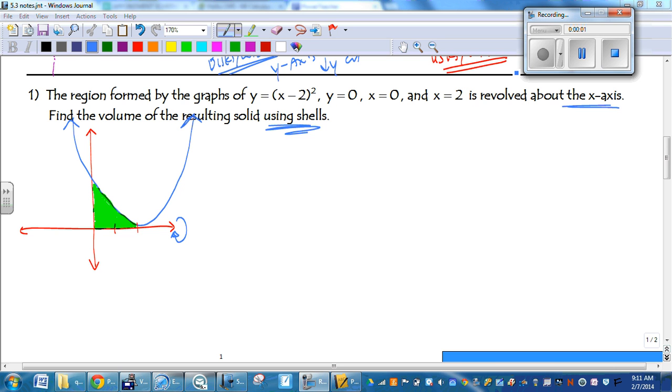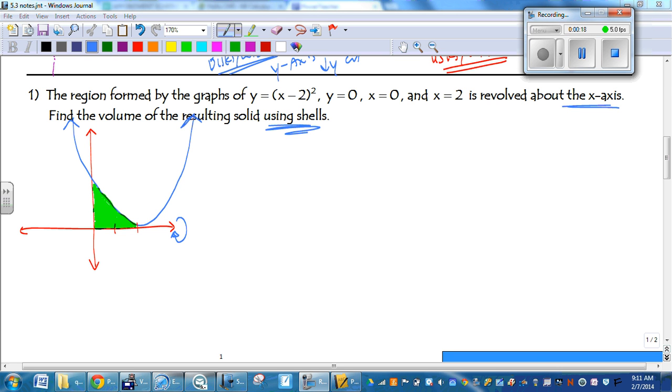This one's going around the x-axis. It specifically tells you to use shells. In the future, you will have a choice. You can use shells, you can use washers, whatever presents itself as the better choice, and we'll talk about how to do that later. But for now, today, we're looking at shells.